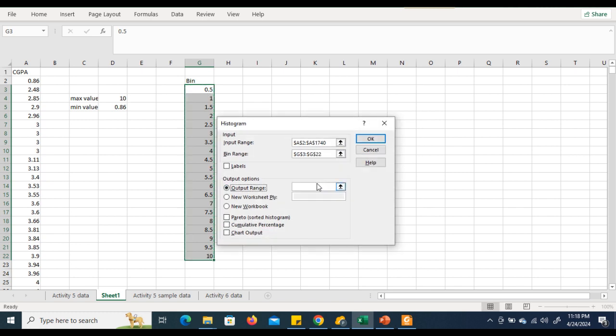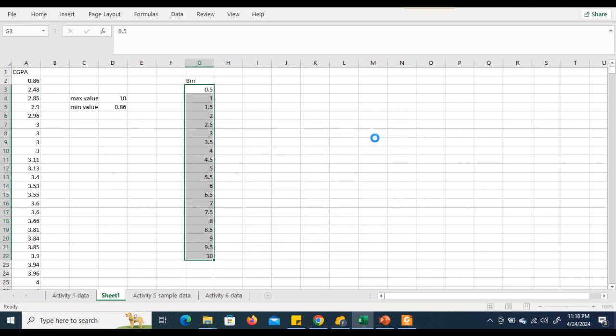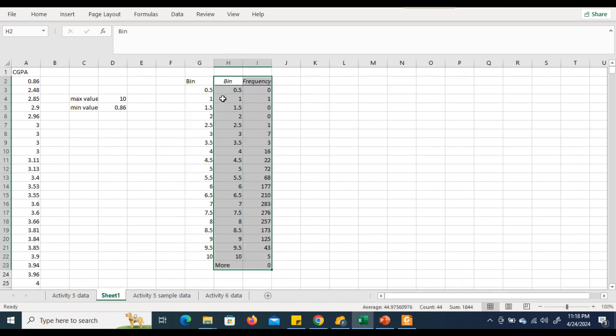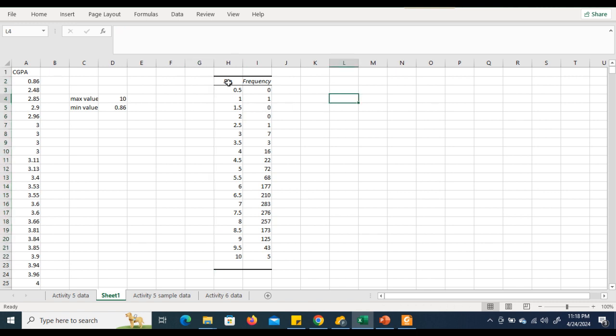Now the next option is the output range, where you want to see the output, that is, the bin and the corresponding frequency. For example, I select the very next column and click OK. Then you will get this result: the bin value and the corresponding frequency. To calculate the next result, I first eliminate this additional row, because after 10 there are no more options. Now we already have the bin values, so this table is also not required, so let us delete this part. Now we have the intervals and the corresponding frequencies.